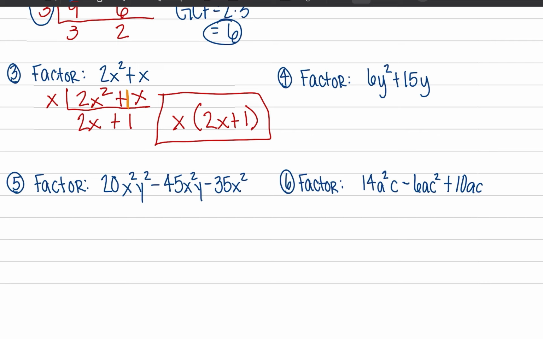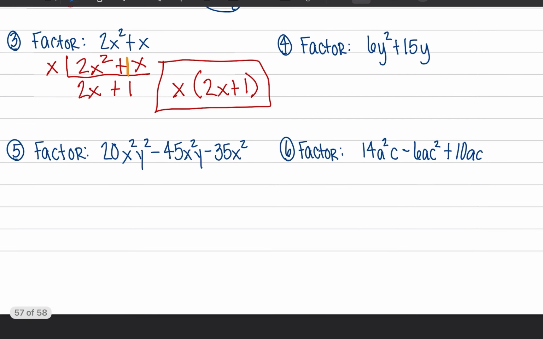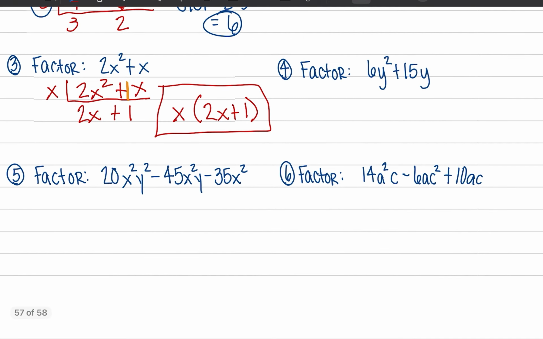So you go ahead and pause the video and try number 4 and see how far you get. And then we're going to try number 5 together. Same deal. This one looks a little scary, but it's the same process every time. We're going to put our polynomial inside the house, or the upside down division symbol.